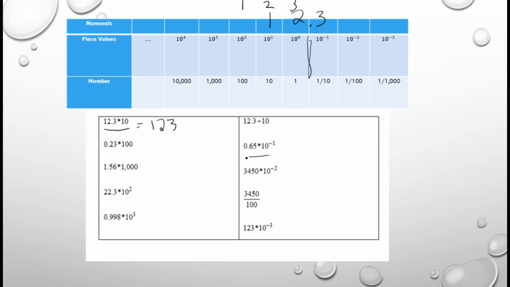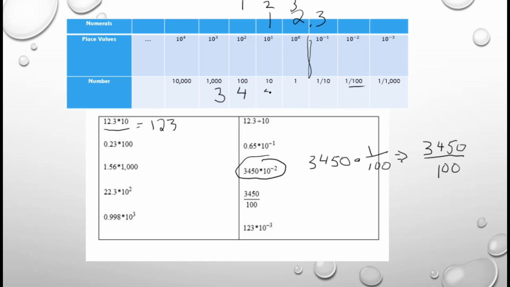And the other one I want to look at is this one here. So I have 3450 times 10 to the negative 2, which is right here, 1/100. So you need to recognize that that is the same as 3450 divided by 100. And so if I take 3450 and divide it by 100, I'm going to shift it 2 decimal places. There's 1, there's 2. The decimal's right here, so the answer here is 34.50.